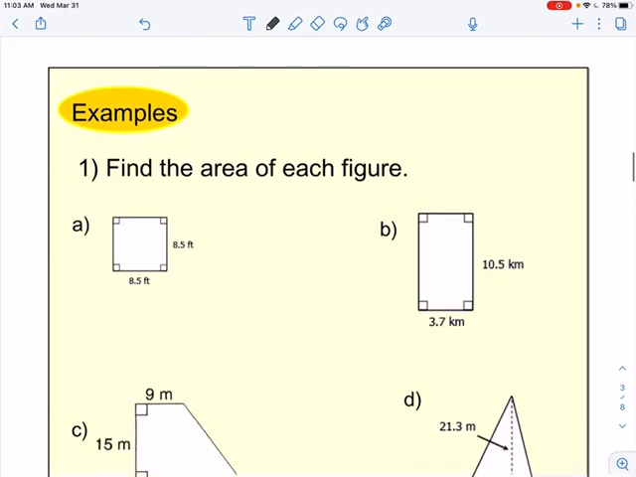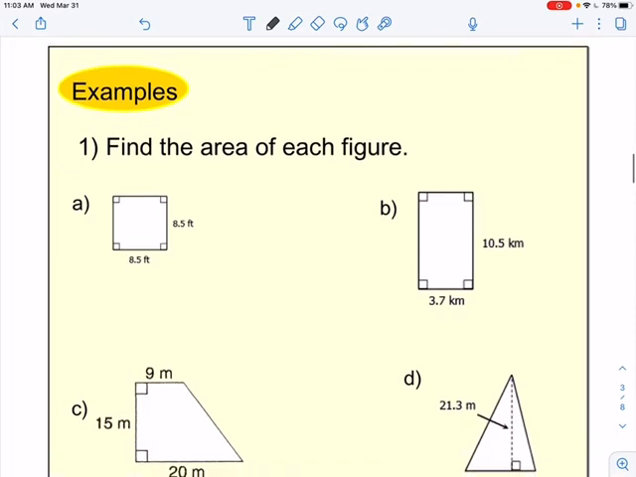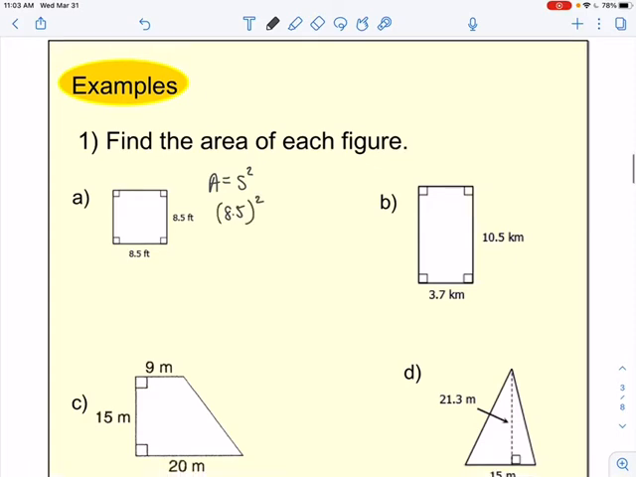Okay, so again, what we'll do is just review the basic figures first, and then we'll amp it up a notch. So we want to find the area of each figure. Part A is a square. The area of a square is side squared. Since one of my sides is 8.5, we'll do 8.5 squared, which will give me an answer of 72.25. If you said 8.5 times 8.5, that's the same thing as 8.5 squared, so it doesn't matter there.